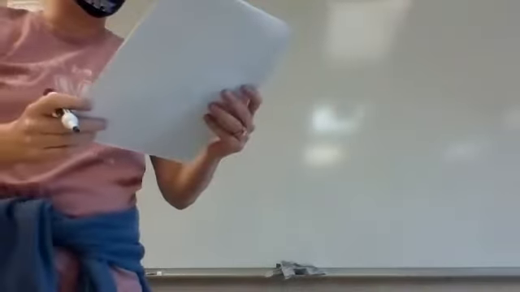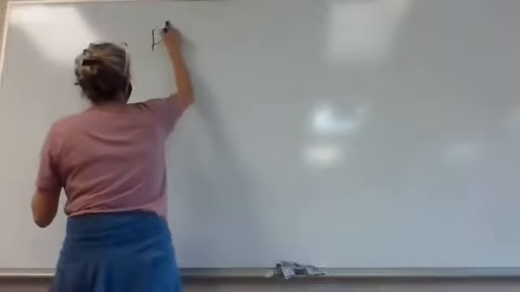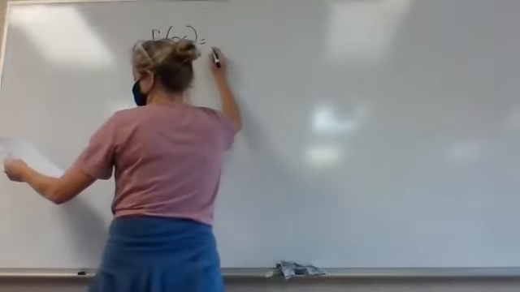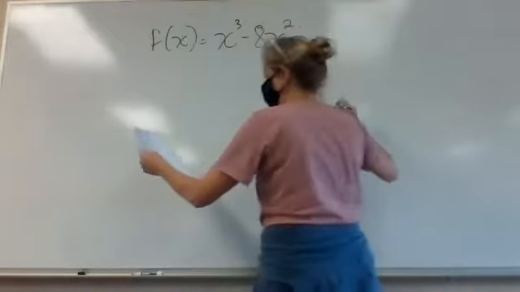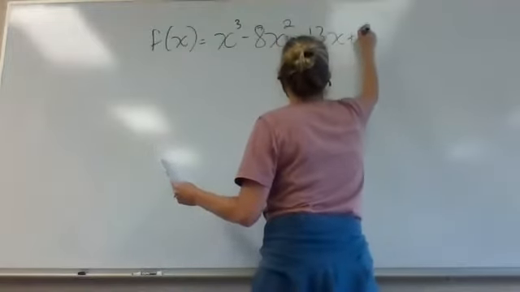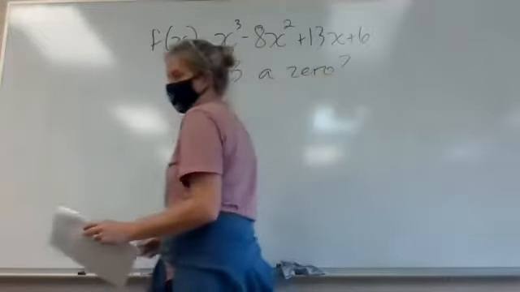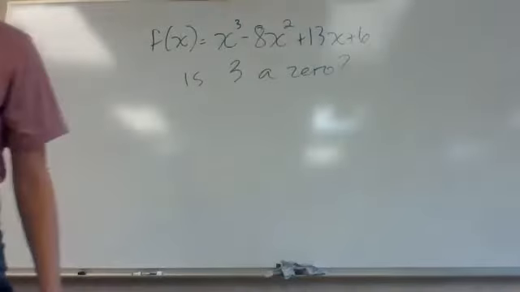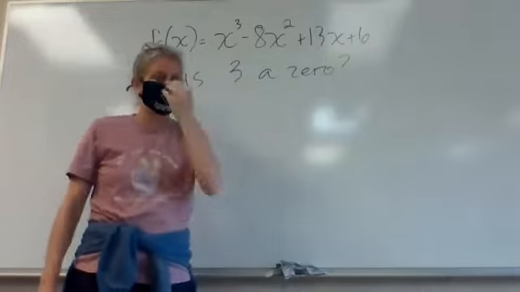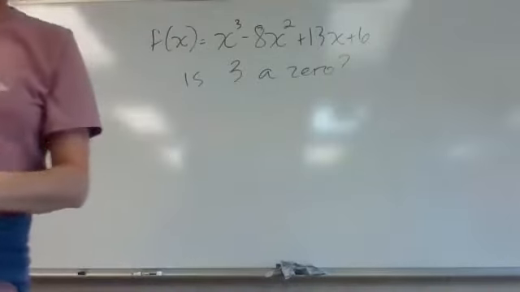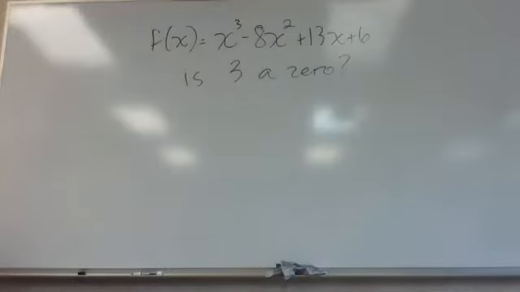On number five, it says, use substitution to determine whether the number three is a zero of the following: x to the third minus 8x squared plus 13x plus 6. And it wants to know, is 3 a zero? Or in other words, if I graph this, would it cross the x-axis at positive 3? One way, you can graph it, but sometimes it's hard to eyeball, right? Whether it's 2.8 something or if it's crossing at 3.